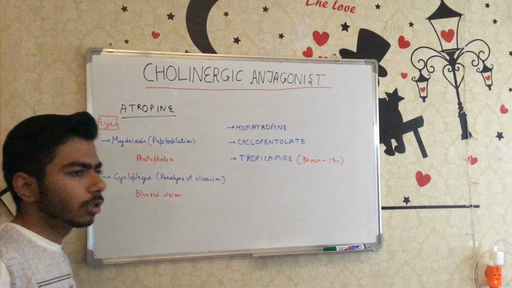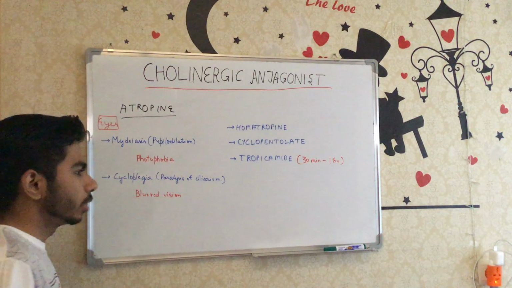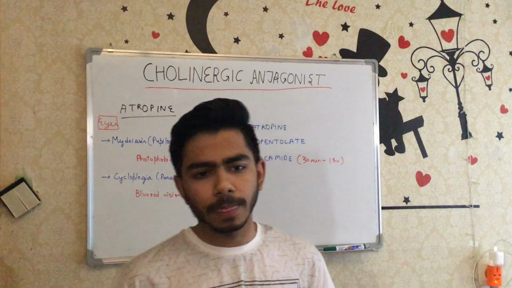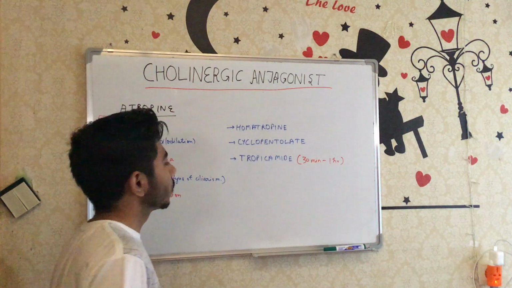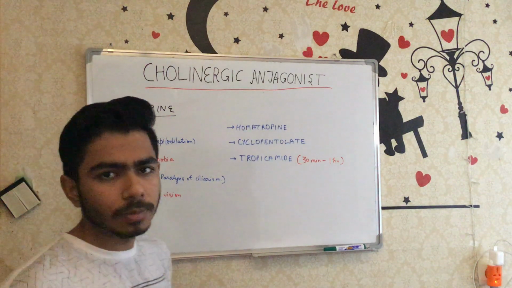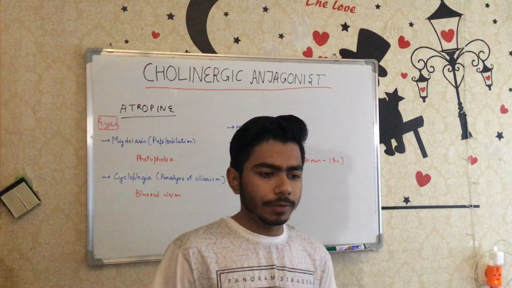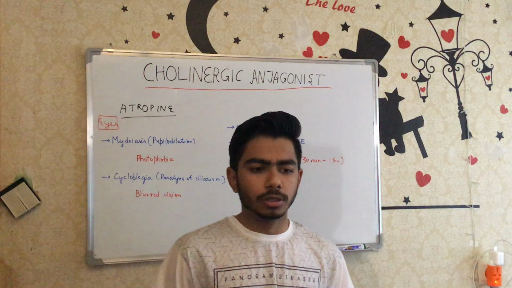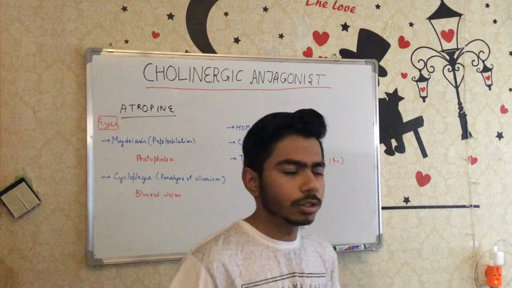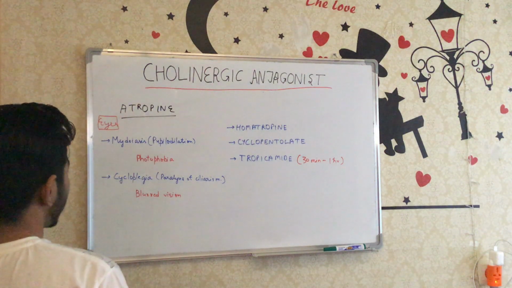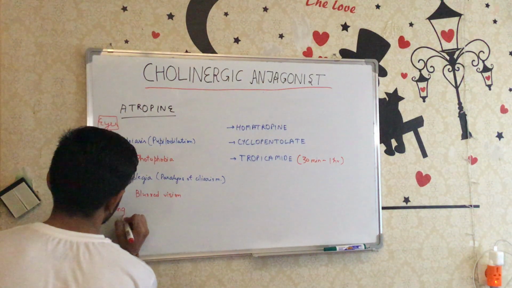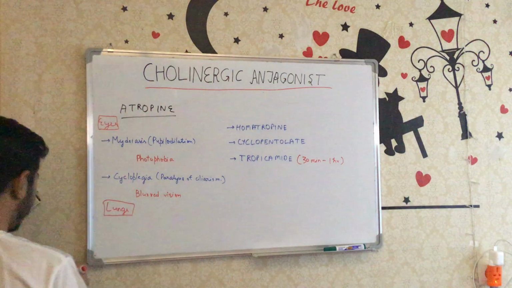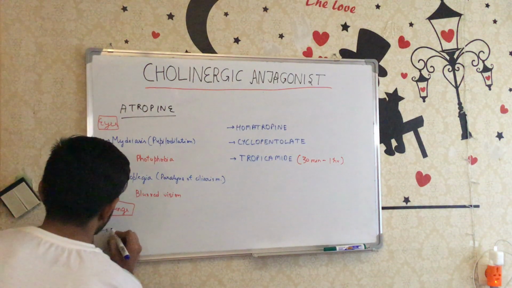Now let's talk about the lungs, what it will do in lungs. In lungs, usually there is some physiological bronchoconstriction, but a cholinergic antagonist, for example atropine, would cause somewhat bronchodilation. And we have a very famous drug for that, ipratropium bromide. We can use that drug in COPD, which is chronic obstructive pulmonary disease, and asthma. So in lungs, it will cause bronchodilation.